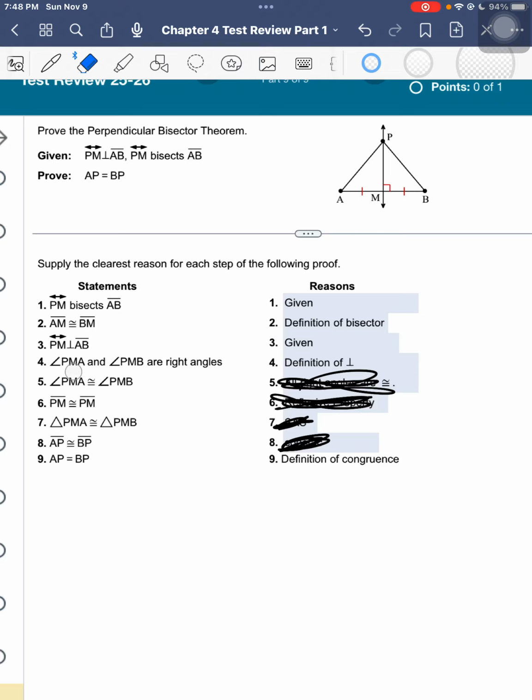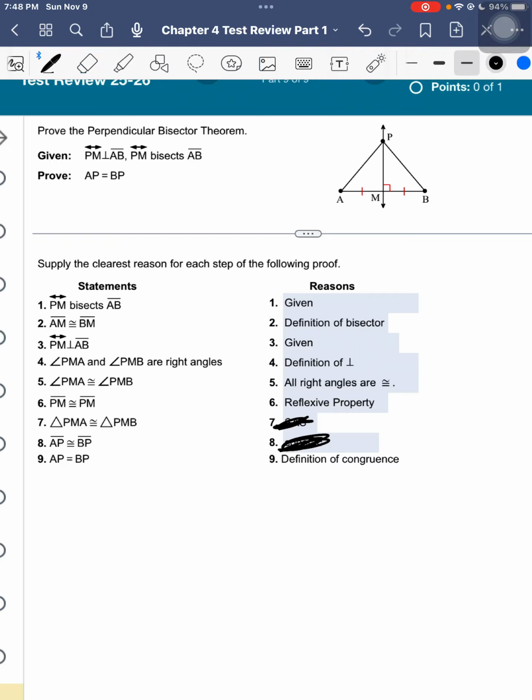Now, how do I know that angle PMA is congruent to angle PMB? Well, if angle PMA and angle PMB are right angles, then they're both going to be what? 90 degrees. That's what it means to be a right angle. So all right angles are congruent. Now, segment PM is equal to segment PM. That is reflexive property.